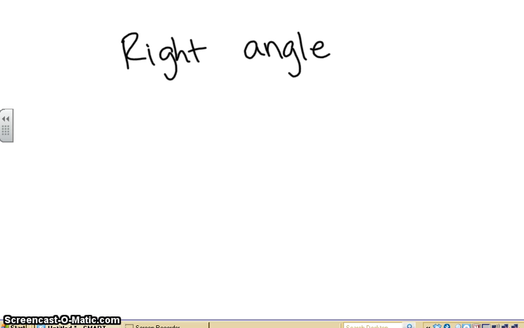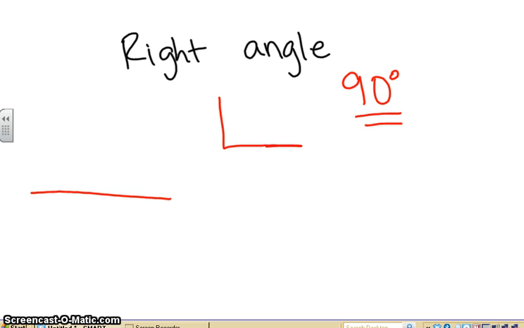Now, the second kind of angle that we are going to learn is a right angle. This is one of the easiest angles to identify. Besides the straight angle, of course. The straight angle is the easiest angle to identify, but the right angle, in my opinion, is the next easiest. The right angle is exactly 90 degrees. Now, if the straight angle was 180 degrees and it was a straight line, then 90 degrees would be half of that, which means that a 90-degree angle would look like a capital letter L.